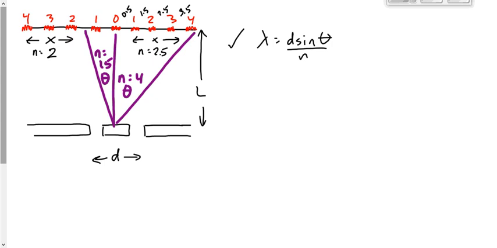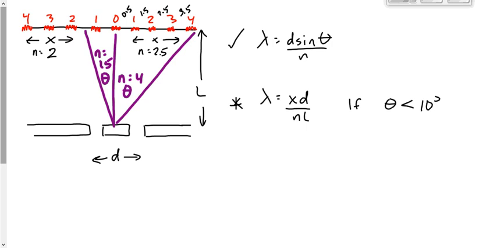That second equation that I gave you on Friday, lambda is equal to xd over n times L. This is oftentimes a more convenient one to use. We're going to want to use this fairly often. But we're going to star it because it's only valid if theta is less than 10 degrees. I mean, the reality is it's an approximation all the time.